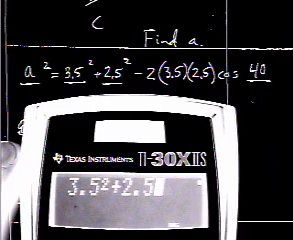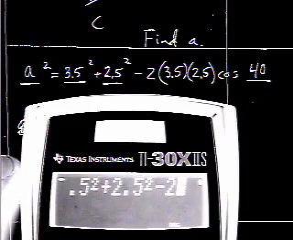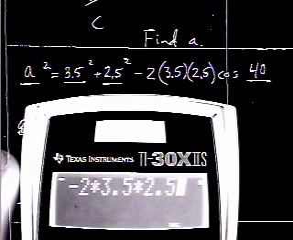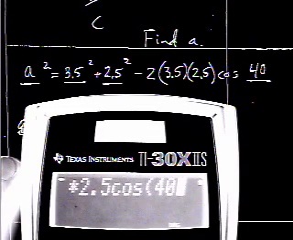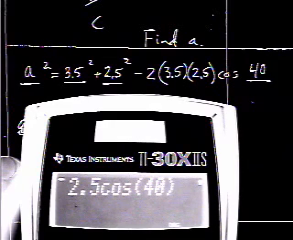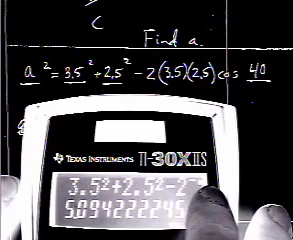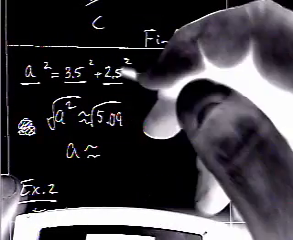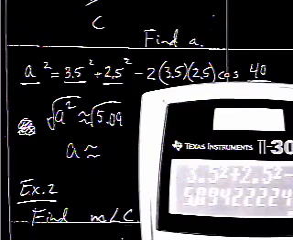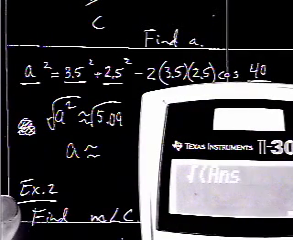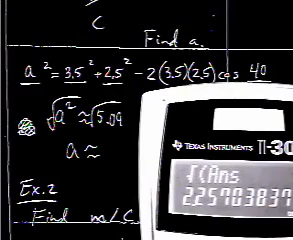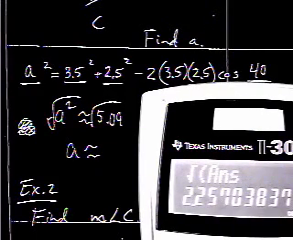3.5 squared plus 2.5 squared minus 2 times 3.5 times 2.5 cosine 40 degrees. So a squared is 5.09 approximately. Yes, I will take the square root of both sides. So a will be approximately equal to 2.26.